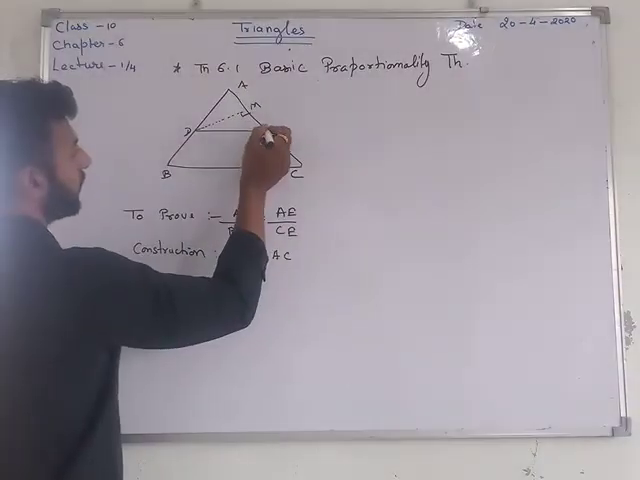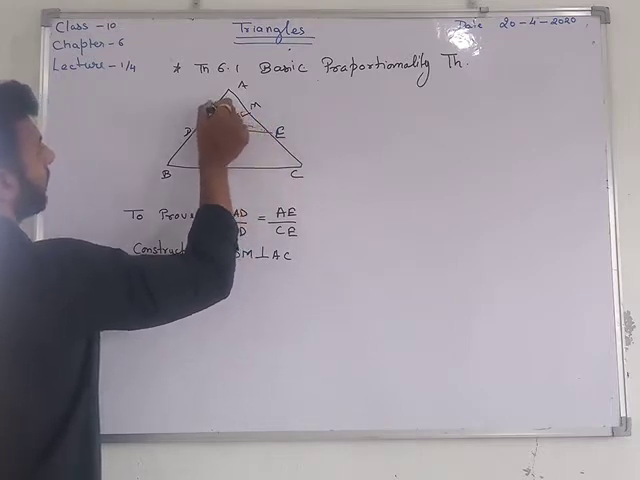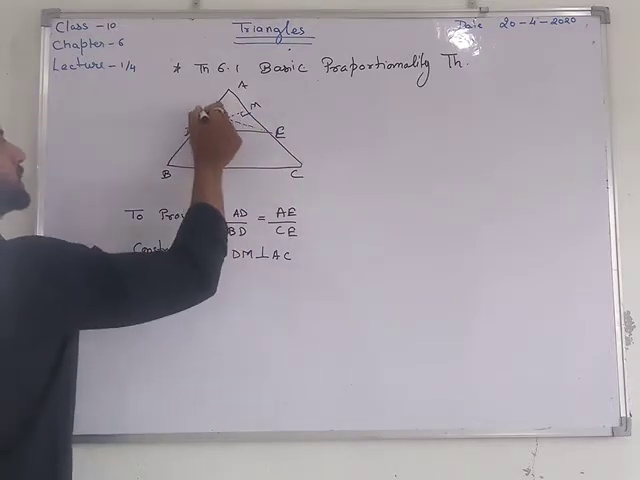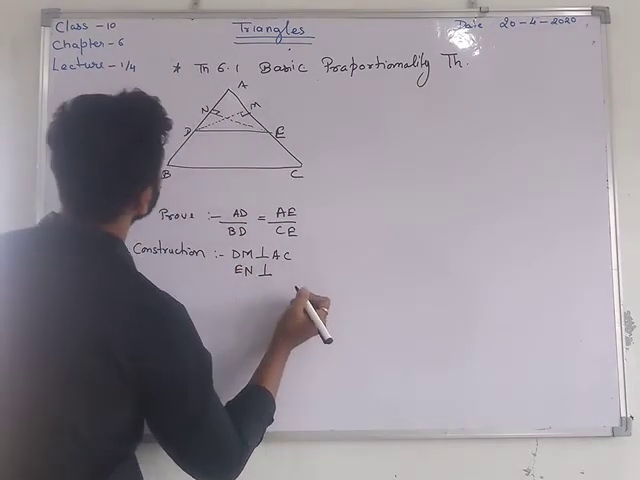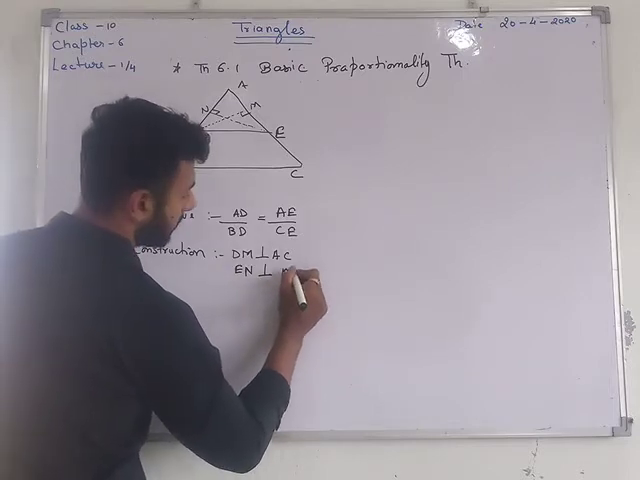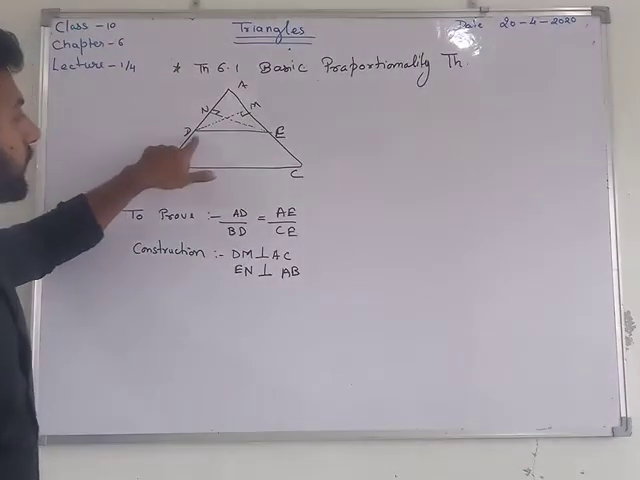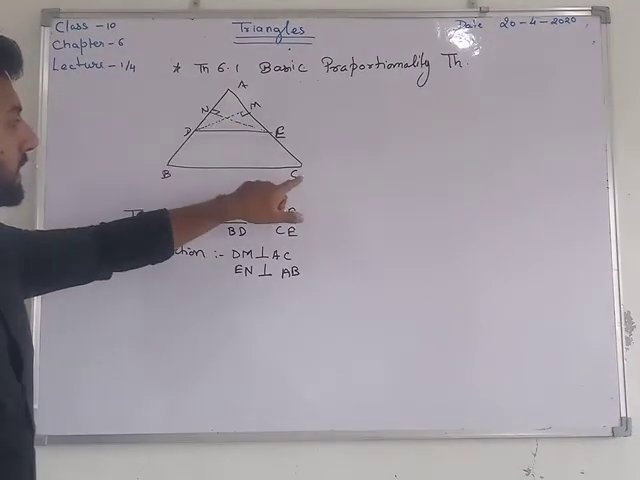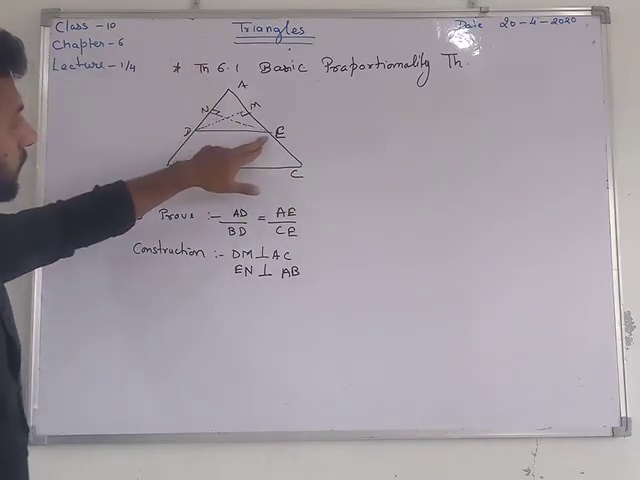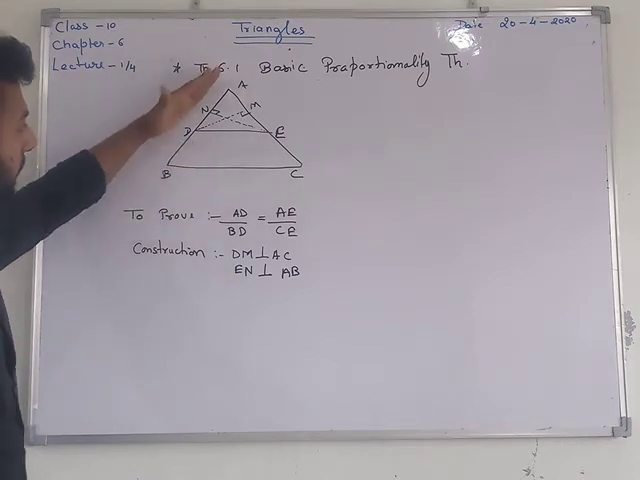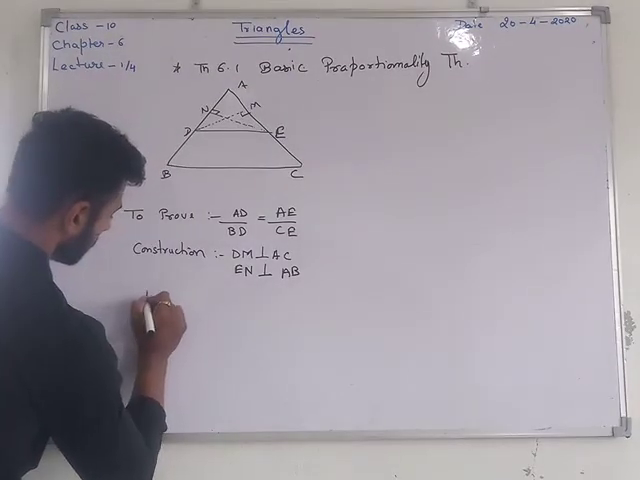One more construction we are doing. We are making one more perpendicular from E to AB; this is N. EN is perpendicular to AB. Two constructions are done. One perpendicular is dropped from point D to AC, this is DM perpendicular to AC. And one more perpendicular is dropped from point E to N on AB. Now we have to see the proof.